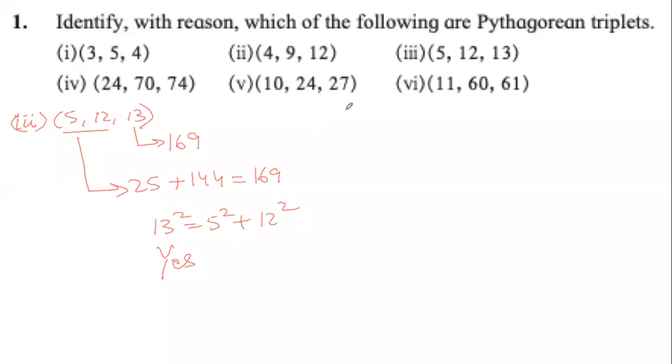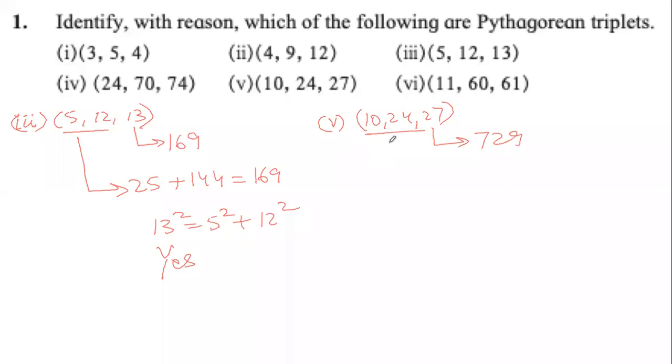We will look at 4 later. Let's look at the fifth one, because this again has numbers which are less than 30. So now the triplet is 10, 24, 27. Clearly the biggest number is 27. Tell me, what is the square of 27? 729. Yes, 729. All of you are saying the same thing.